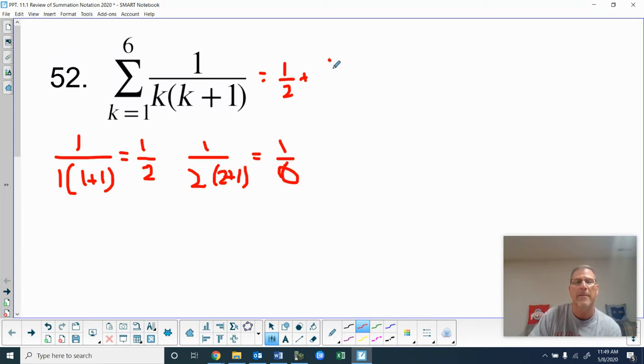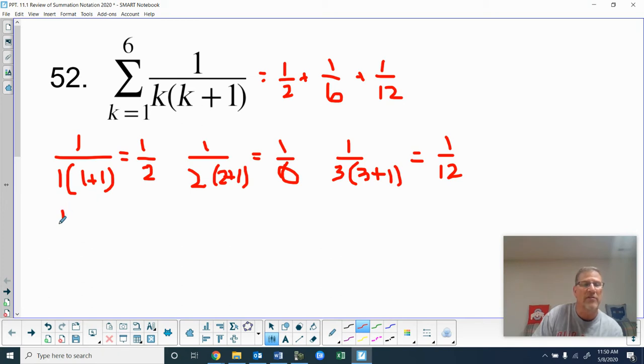Whoa, that was ugly. Hopefully this one will be better. There we go. And then I'm going to put 3 in for k. And then 3 goes in for k. And then 3 plus 1 is 4. So it's 1 over 3 times 4, which is 1 over 12. So that's our next one. And then I'm going to put 4 in for k. And then 4 plus 1 would be 5. So that's 1 over 20.